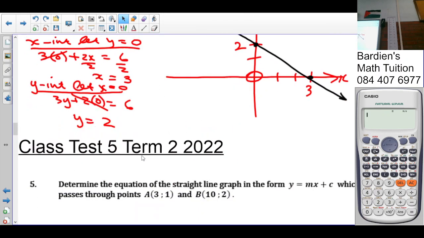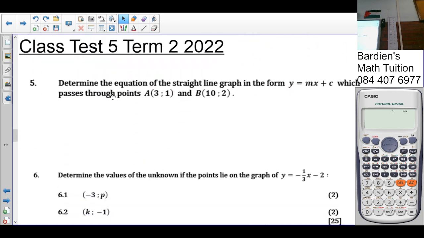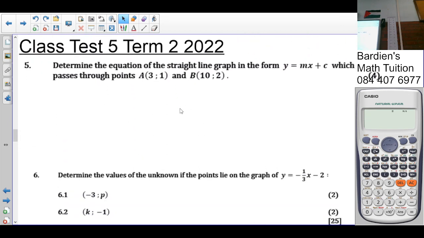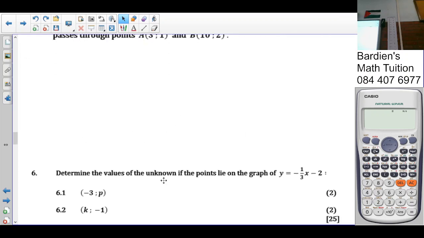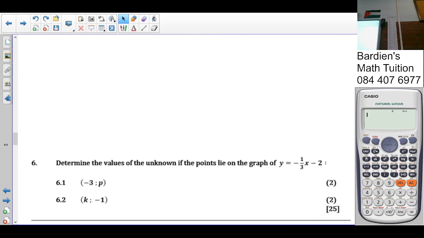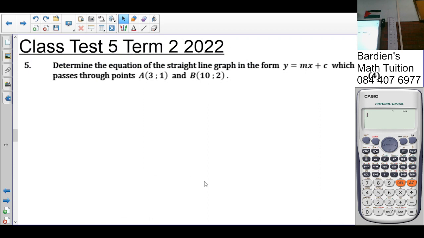Next, we are told to determine the equation of the straight line in the form y is equal to mx plus c, which passes through A, which is (3, 1), and B, which is (10, 2). So where do we start? We start with working out our gradient, which is y2 minus y1 over x2 minus x1.